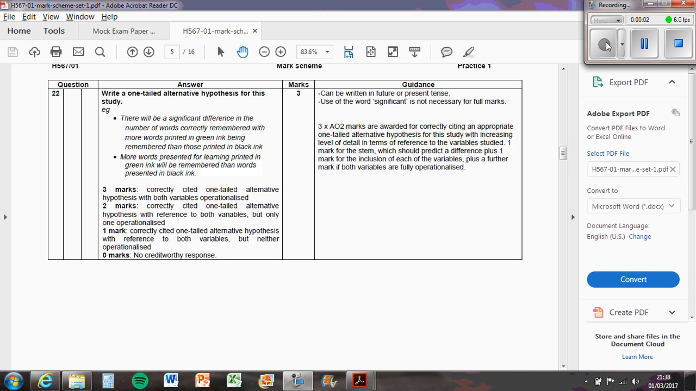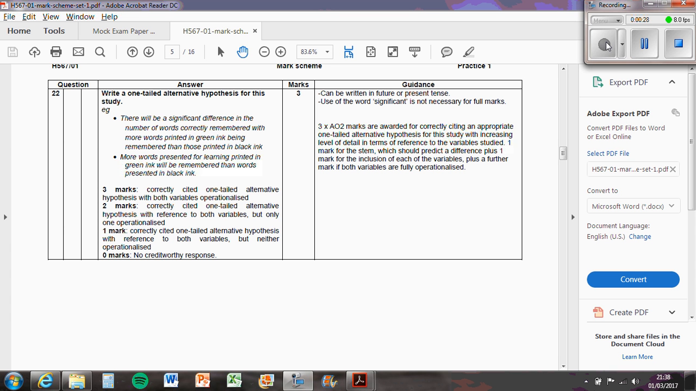So this question asked you to write a one-tailed alternate hypothesis for the ink scenario. And so it's got it on the mark scheme here. There will be a significant difference in the number of words correctly remembered, with more words printed in green ink being remembered than those printed in black ink. So it's got to be, oh, there's another example there, more words presented for learning printed in green ink will be remembered than words presented in black ink.